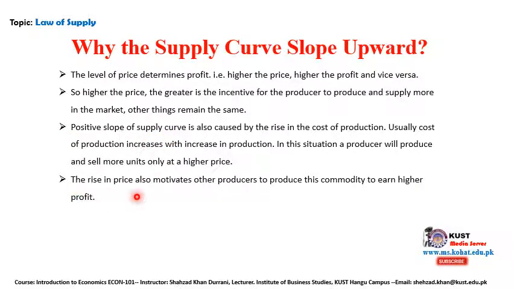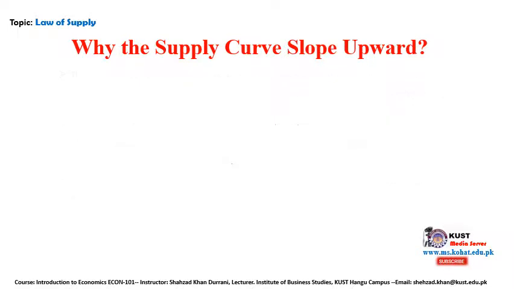The rise in price also motivates other producers. If there is an increase in the price of a certain product, other producers and manufacturers want to produce the same commodity to earn higher profit. So for profit purposes, they come up with the same commodity or product.